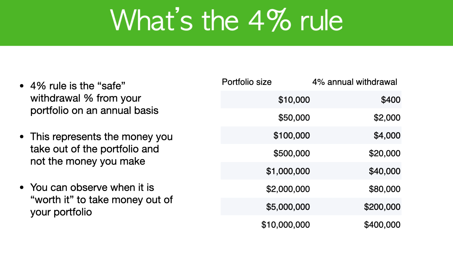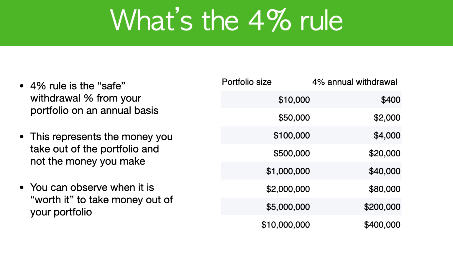On the right-hand side, I'm going to calculate what is the withdrawal on an annual basis based on your portfolio size. Now, the first row you see is really $10,000, which means you can withdraw $400 on an annual basis. And the next row is $50,000, which you can withdraw $2,000 on an annual basis, so on and so forth. And initially, when you look at the first couple of rows, you'll see that, hey, Eric, it's not that significant. And that's exactly the point.